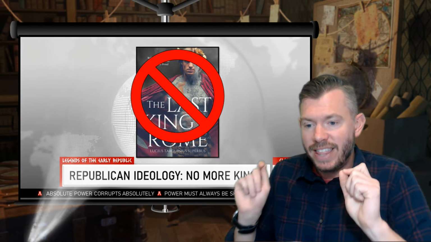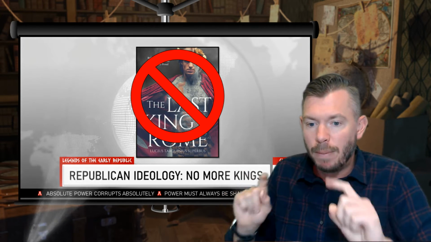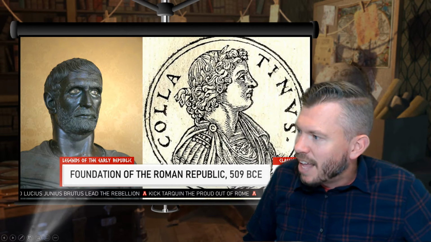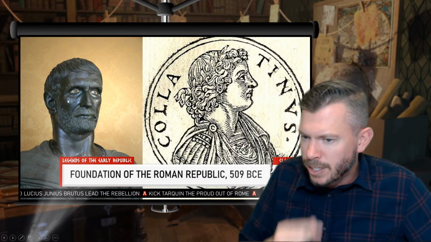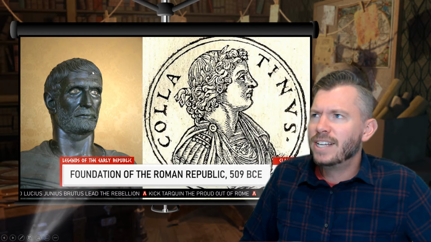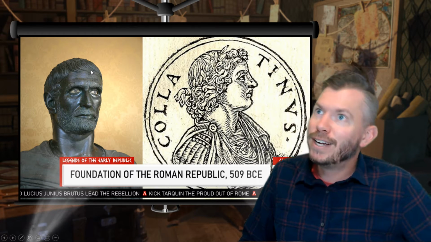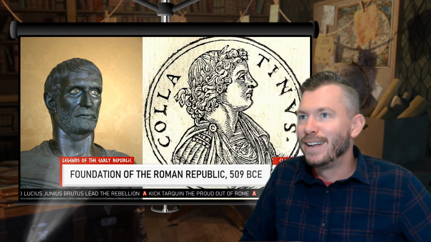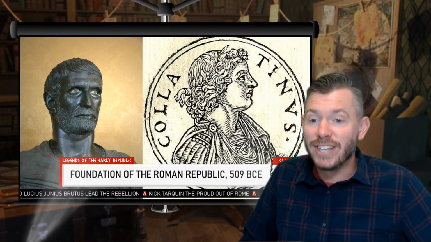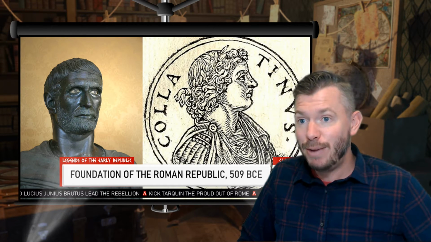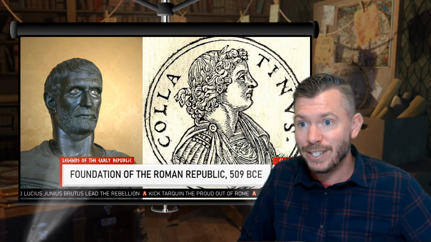So that is the ideology of the Republic. No more kings in Rome. Now, when we go back to this slide, our guy on the left here, Lucius Junius Brutus, is actually an important guy to remember. Because his great-great-great-great-great... I don't know, however many greats, grandson is a guy named Marcus Junius Brutus, who you may have heard of because he was very good friends with Julius Caesar.